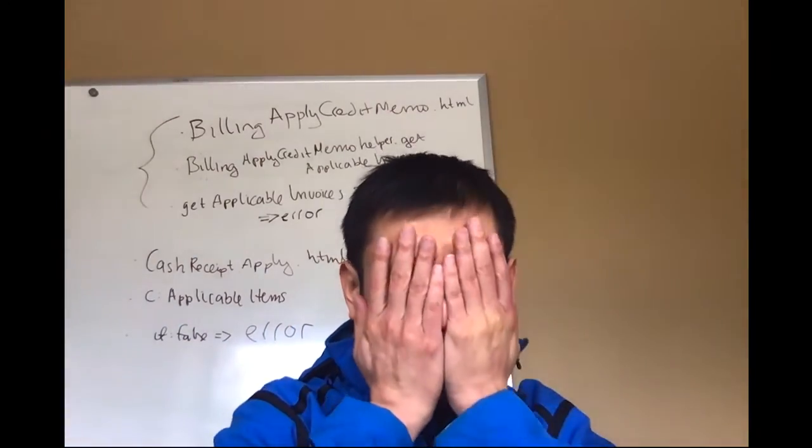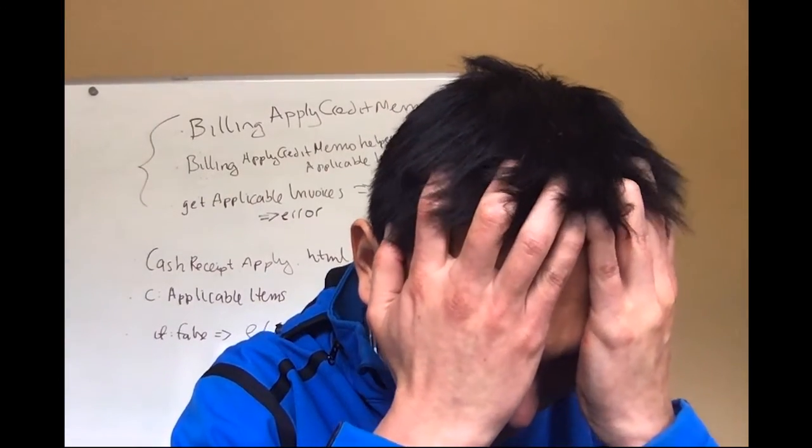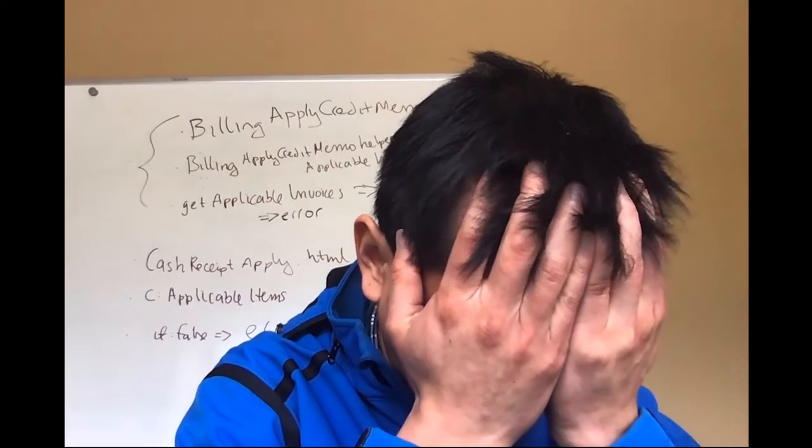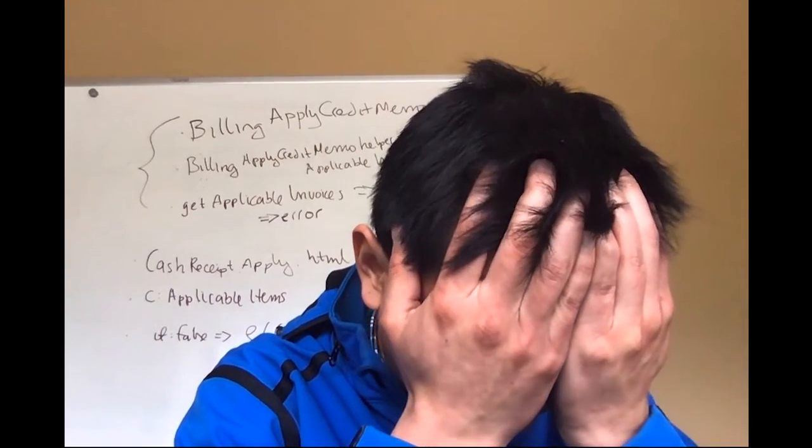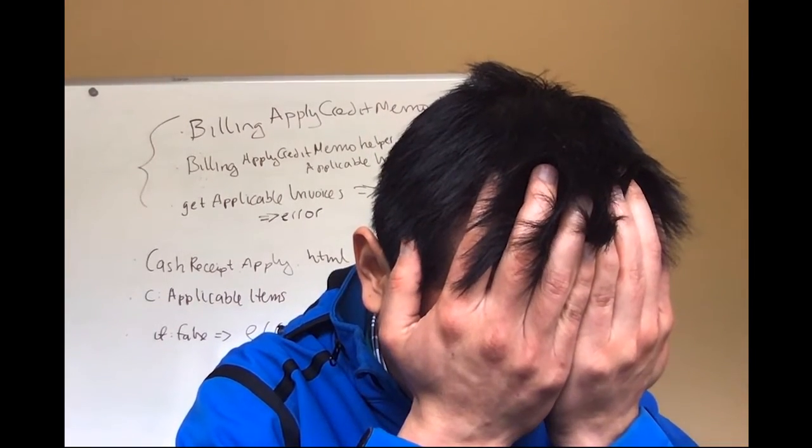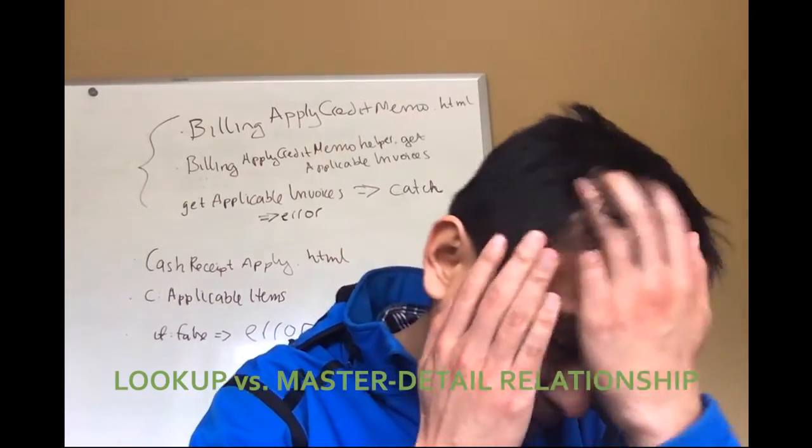Okay, let's say you're creating new objects and you need to introduce a relationship between two objects. What is the difference between a lookup and a master detail relationship?